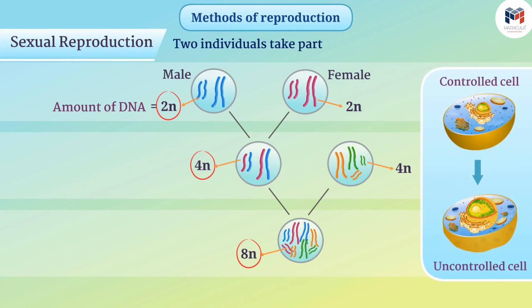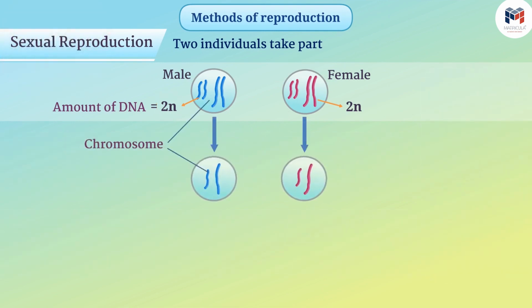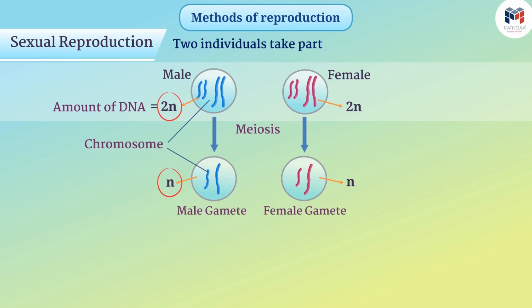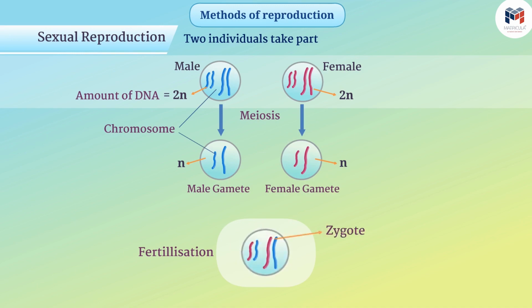To solve this problem, there are distinct organs for sexual reproduction which reduce the number of chromosomes to half. Therefore, the amount of DNA is reduced to half by the process of meiosis. Due to this, male gamete in male and female gamete in female are produced which contain half the DNA. During fertilization, male gamete combines with female gamete so as to produce zygote, in which the amount of DNA is restored.